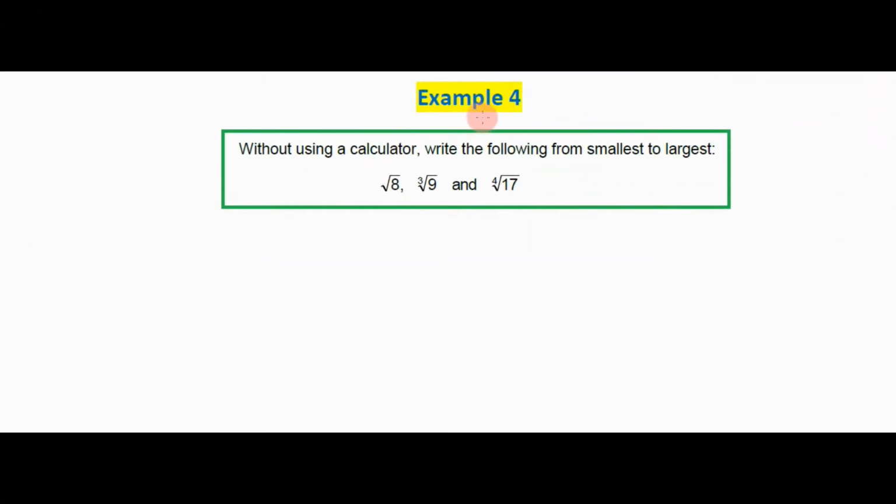So example 4 here deals with order of magnitude, and it says without using a calculator, write down the following from smallest to largest, and we are given these three surds. Now we're going to use the law that says the nth root of a to the m equals a to the m over n. So we have the square root of 8, then the cube root of 9, then the fourth root of 17.